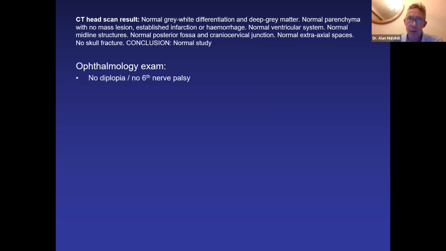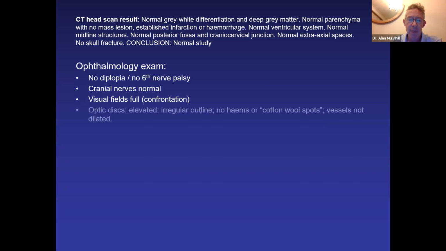Just summarizing the main points of the examination, the child didn't report any double vision. He had no sixth nerve palsy. I also felt that his cranial nerves were normal. I did a visual field test, just confrontation, bringing a target in from outside the field of vision to inside. So this wasn't an automated visual fields test. When I examined the optic discs, or the optic nerves, I felt they were a bit elevated and irregular, but they had no hemorrhages or cotton wool spots, and the blood vessels were not dilated.